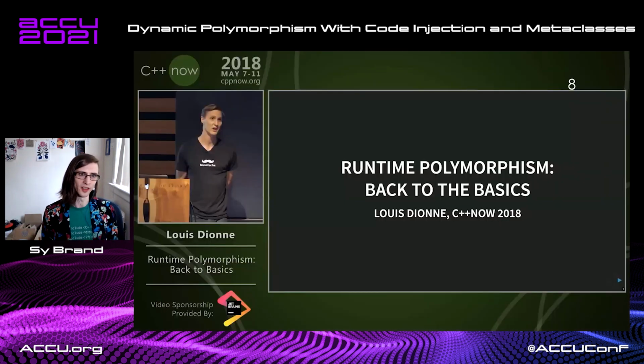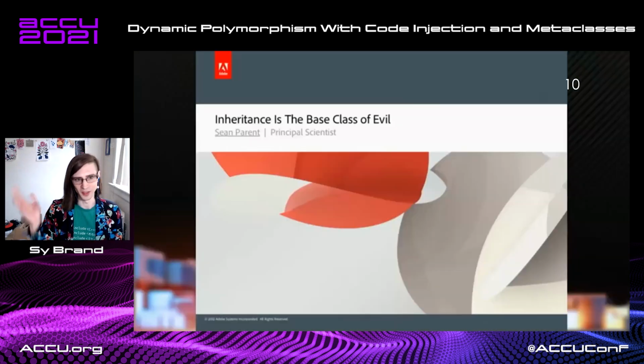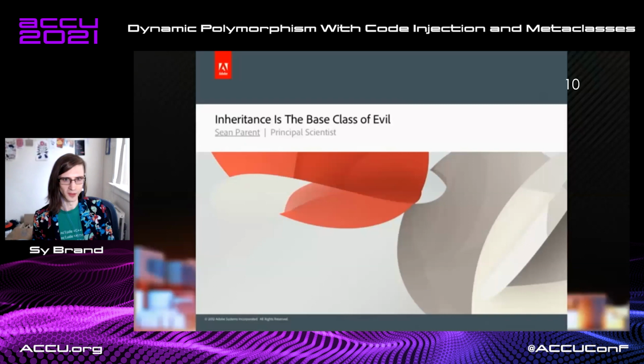Now, Louis Dionne, a few years back, gave a really fantastic talk on runtime polymorphism in C++, where he gave a lot of examples of why inheritance and the current ways in which we look at runtime polymorphism in C++ have a lot of issues. Here are some of the things he says. Well, he says to listen to Sean Parent, and sure, we can go back, and Sean has a bunch of fantastic talks all the way back to this talk, which was almost 10 years ago now. Inheritance is the base class of evil.